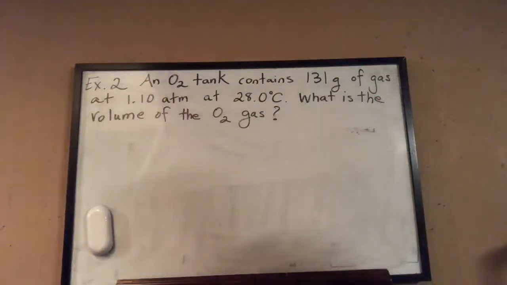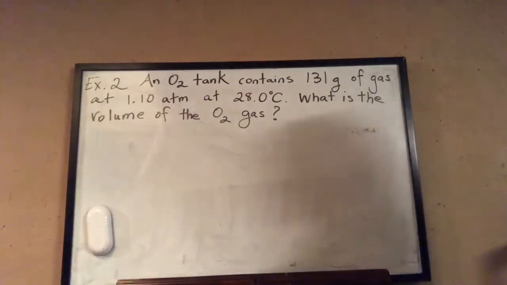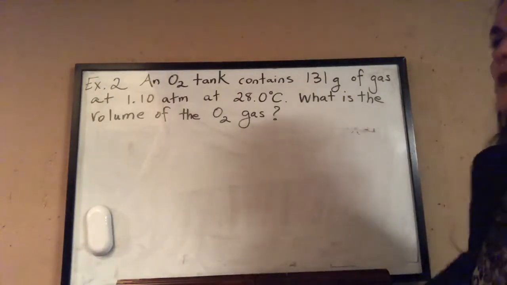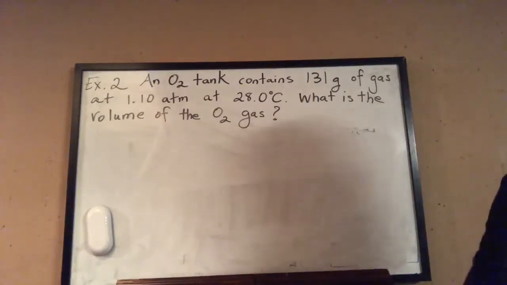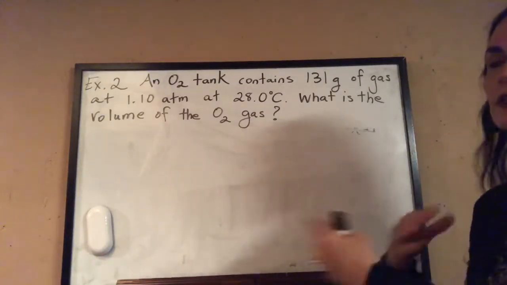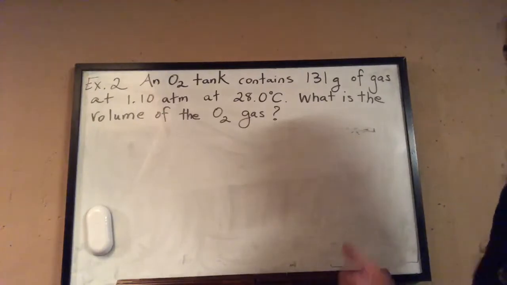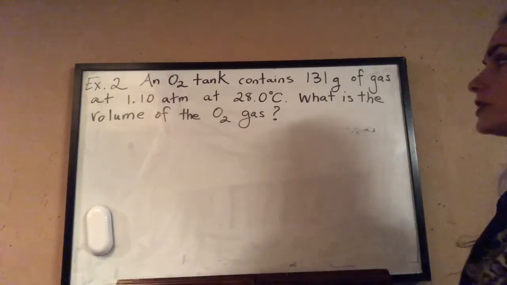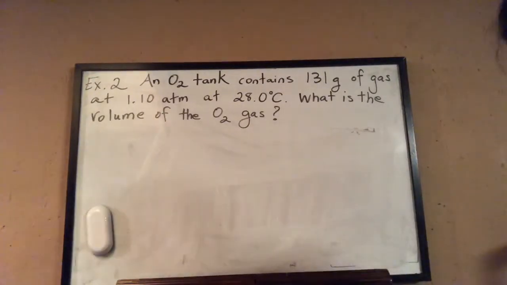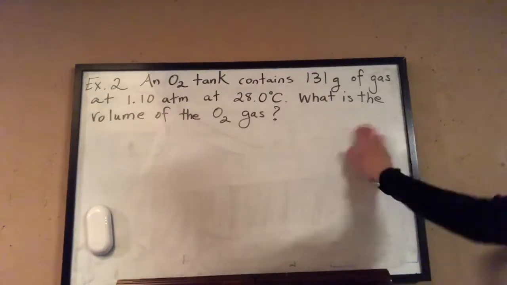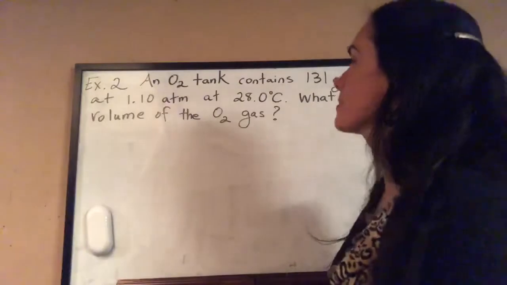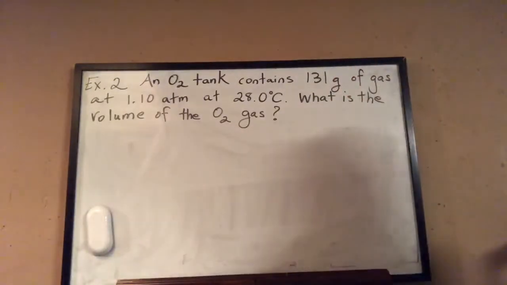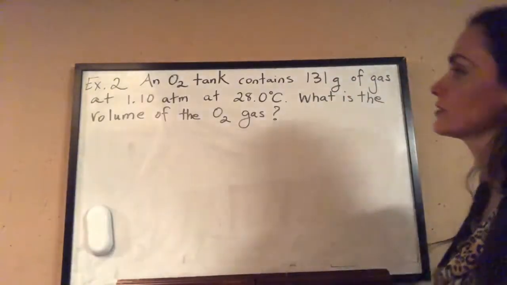So we have an oxygen tank. Somebody may need an oxygen tank to supplement their breathing. Maybe there's a larger tank and then it's put into smaller tanks. So let's just say that there's an oxygen tank containing 131 grams of oxygen gas at 1.10 atmosphere and 28 degrees Celsius. And we want to know what the volume is.